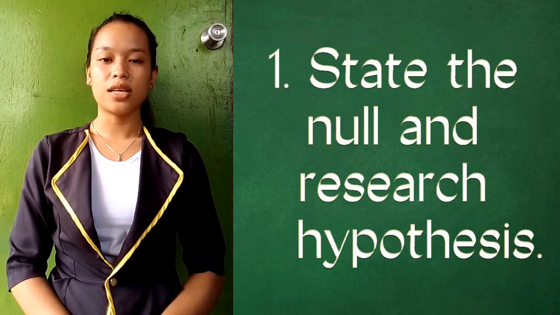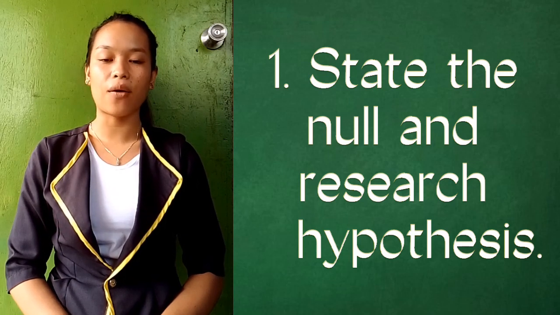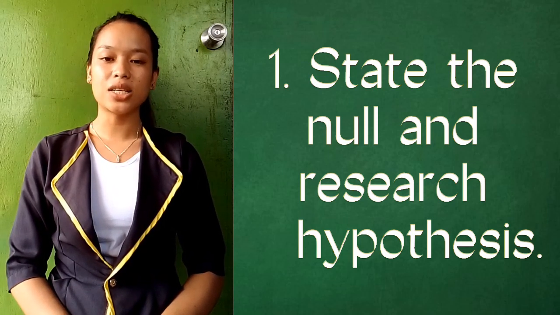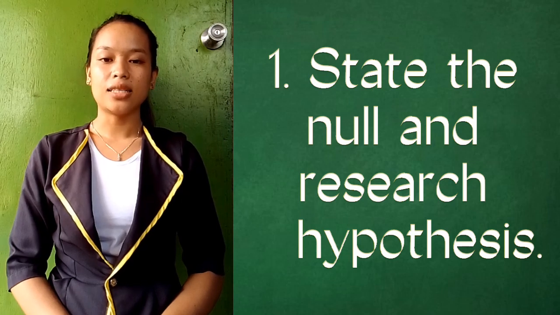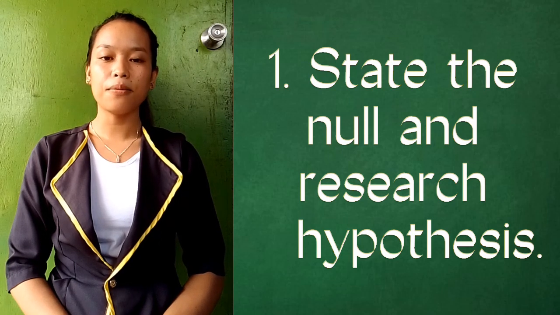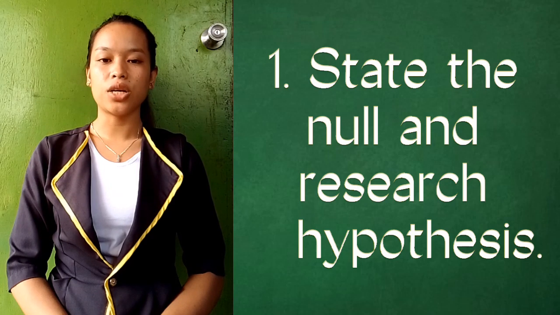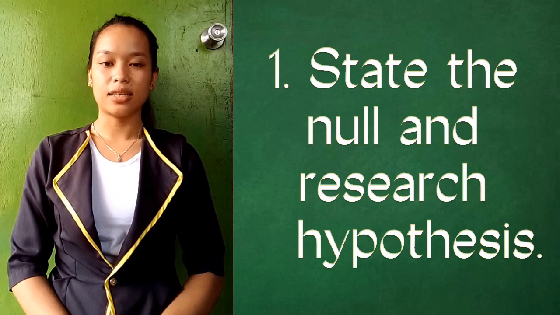In the null hypothesis, any observed difference is the result of sampling error alone, while the research hypothesis has a statistically significant difference between the sample means of two groups. It has a true population difference.